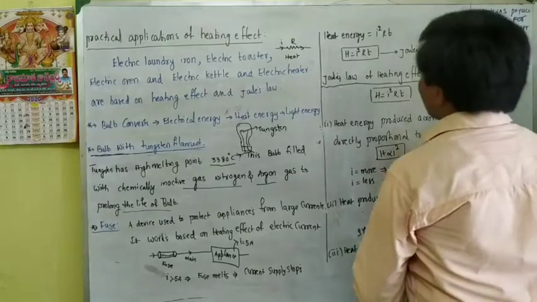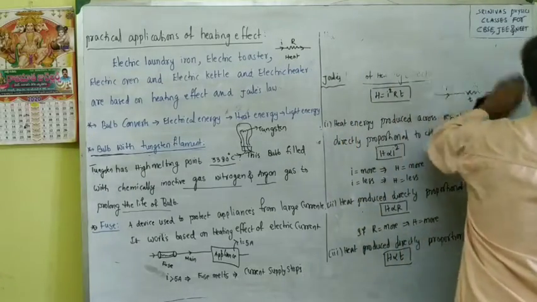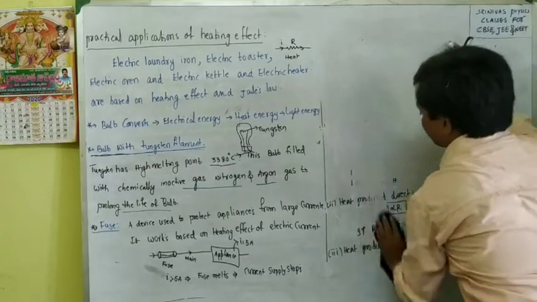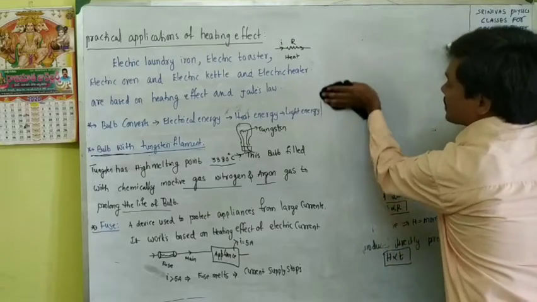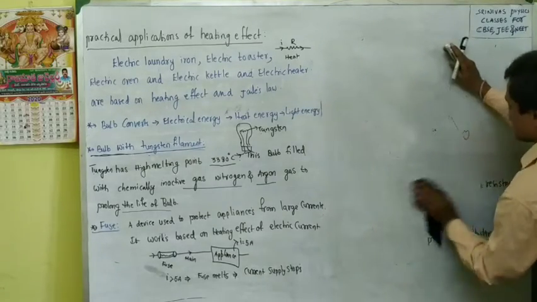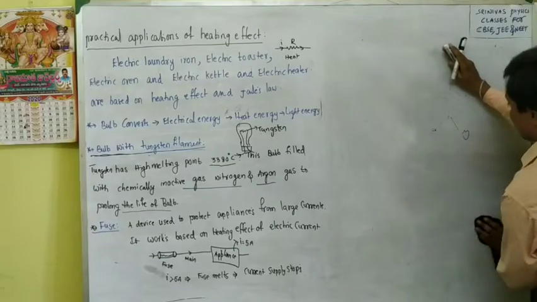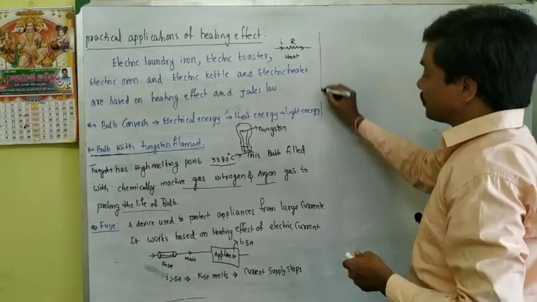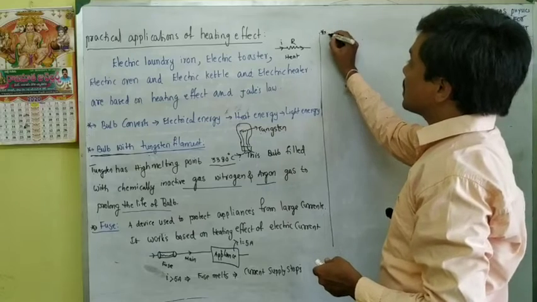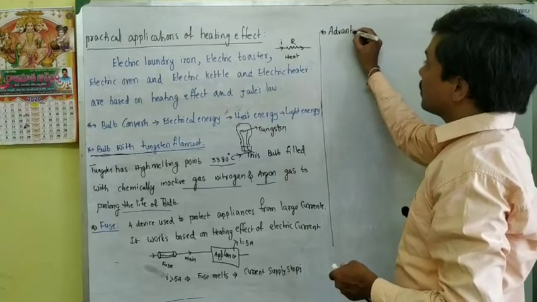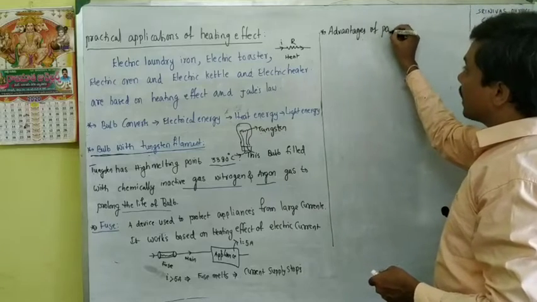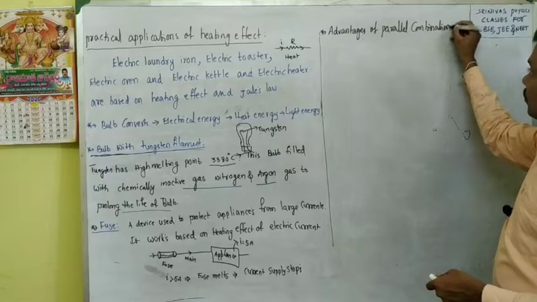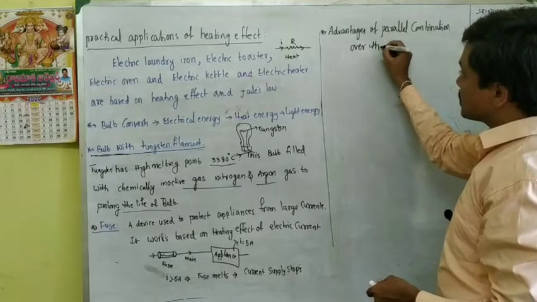Okay, and the last topic, and with this our chapter will complete. The last topic is the advantages of parallel combination over the series combination. What are the advantages of parallel combination over the series combination?